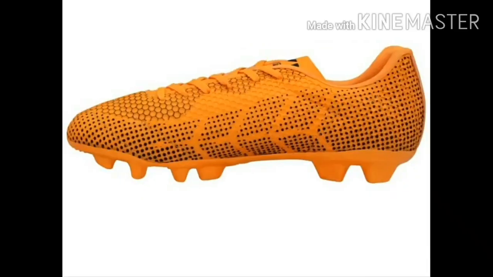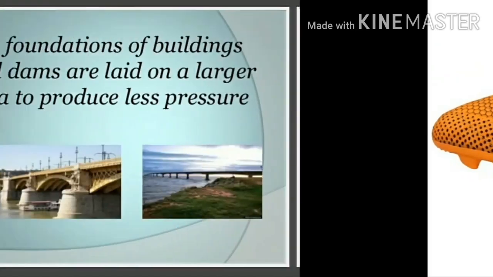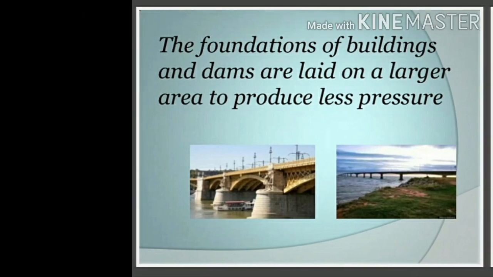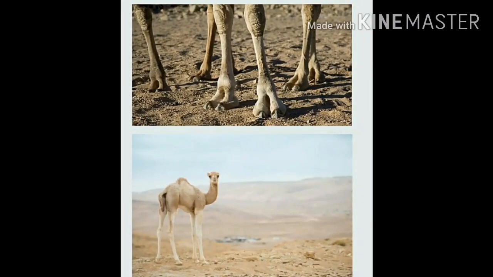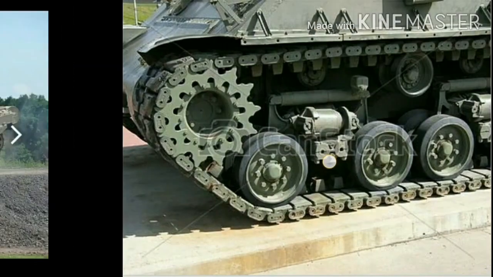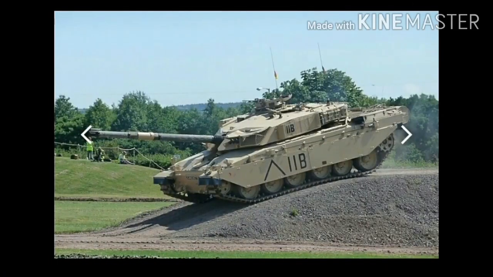The studs on a football boot have only small area of contact with the ground. The pressure under which the studs is high enough for them to sink into the ground, which gives extra grip. The foundations of buildings and dams are laid on a larger area to produce less pressure. A camel is able to move fast on sand because of its flat, broad feet. A wide steel belt is provided over the wheel of army tank to exert less pressure on the ground so that it will not sink into the ground.